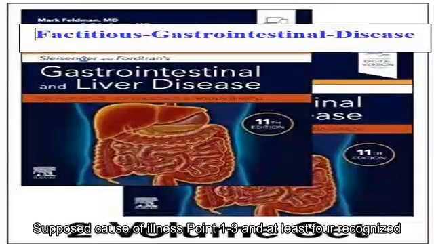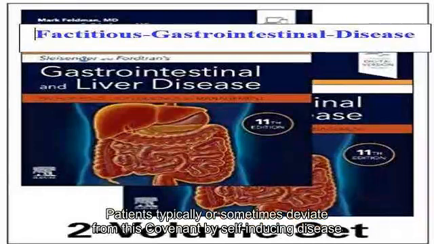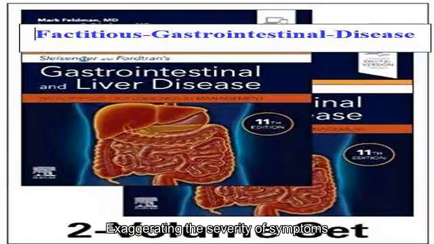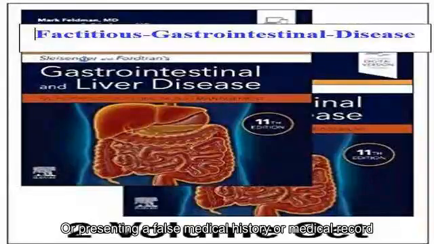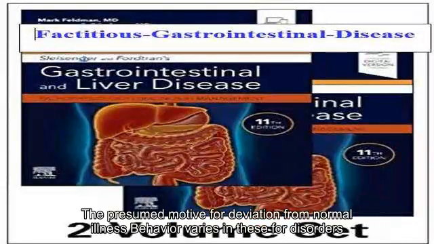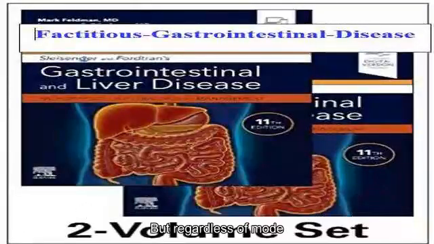In at least 4 recognized disorders, patients typically or sometimes deviate from this covenant by self-inducing disease, feigning illness, withholding information regarding the cause of illness, exaggerating the severity of symptoms, or presenting a false medical history or medical records. These disorders include factitious disorder, FD, somatic symptom disorder, SSD, malingering, and eating disorders. The presumed motive for deviation from normal illness behavior varies in these 4 disorders, but regardless of motive, the result is that the physician is deceived.